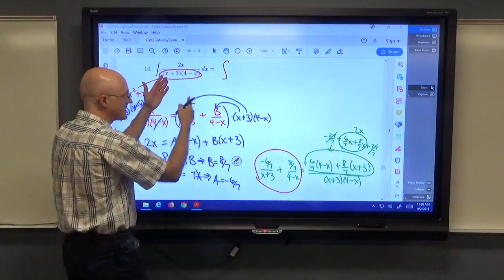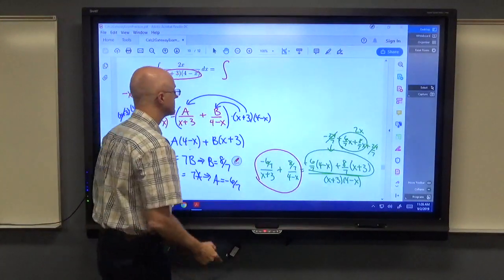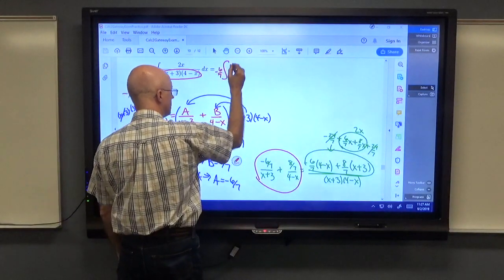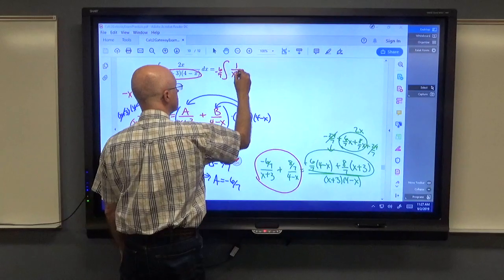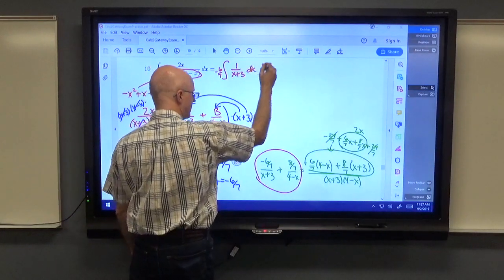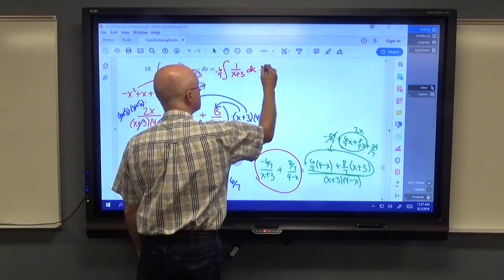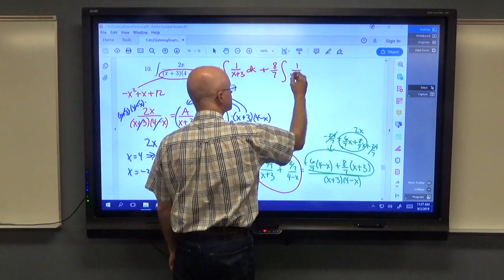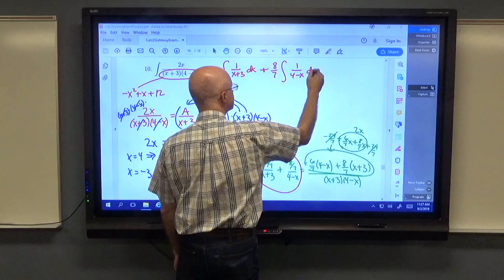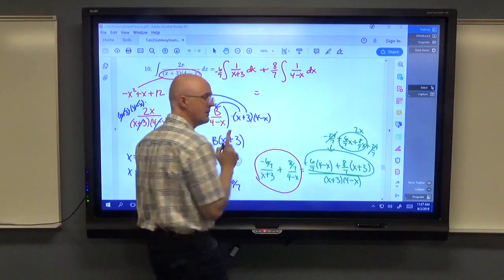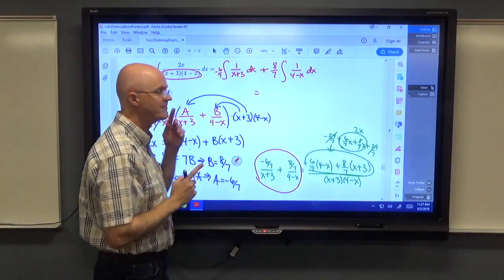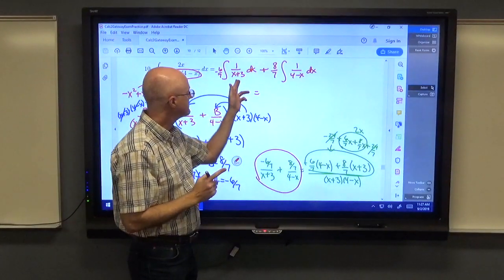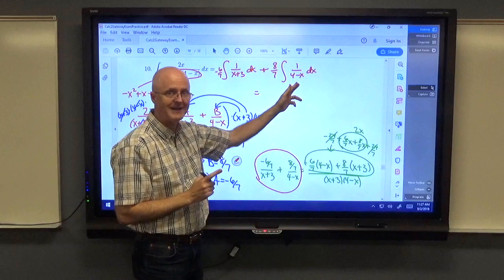Integrate the whole fraction by integrating each of these and adding the results. I'll bring the negative 6/7 out in front first. 1 over x plus 3 dx, and then a plus 8/7 out in front. Integral of 1 over 4 minus x dx. One more thing to be careful about here. You can do these with substitution. Here let u equal x plus 3. Here let u equal 4 minus x.